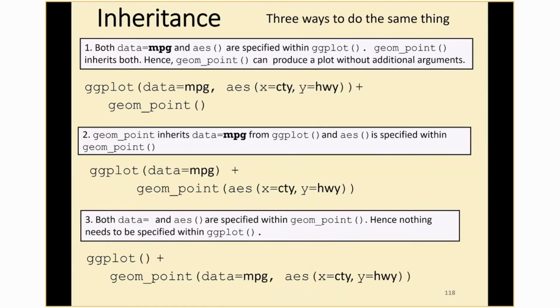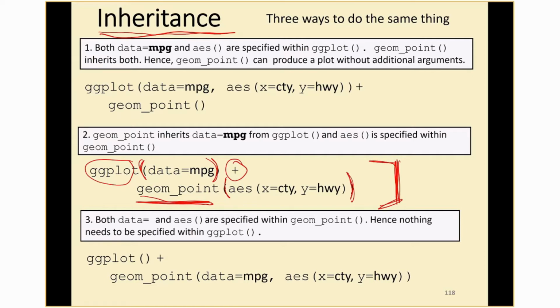So now I want to talk about this idea about inheritance that I just mentioned. This code here is typically the way we're going to do business. We'll have our plotting function, and inside that we will specify the data frame that we want to use. And we'll add to that a geom. If we want to make a scatter plot, we'll add geom_point. If we want to make a line plot, we'll add geom_line, etc. And inside that, we'll provide whatever additional information is needed to make the plot. So this is typically the way we do business.